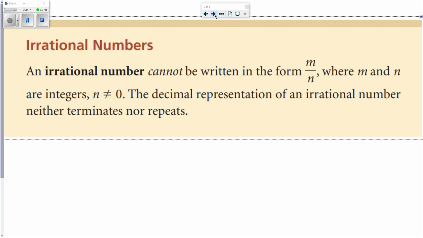So the definition of an irrational number is anything that cannot be written in fraction form, m divided by n, where n clearly is not 0 and m and n are integers. And the decimal representation of that irrational number neither terminates nor repeats. So for example, pi is an irrational number. There's no repetition and the decimals go on forever and ever.